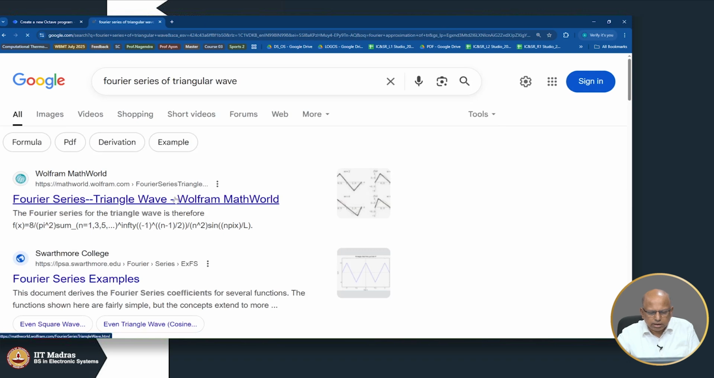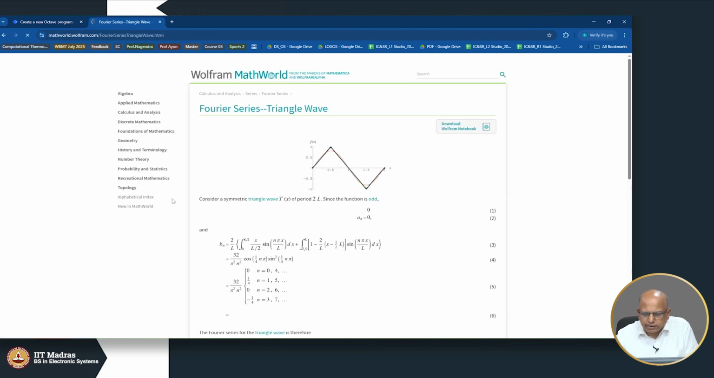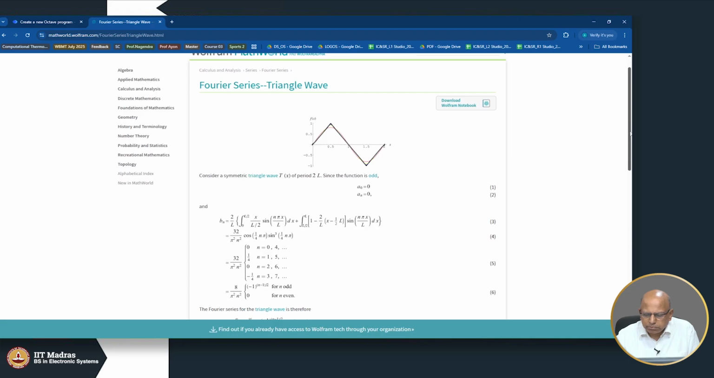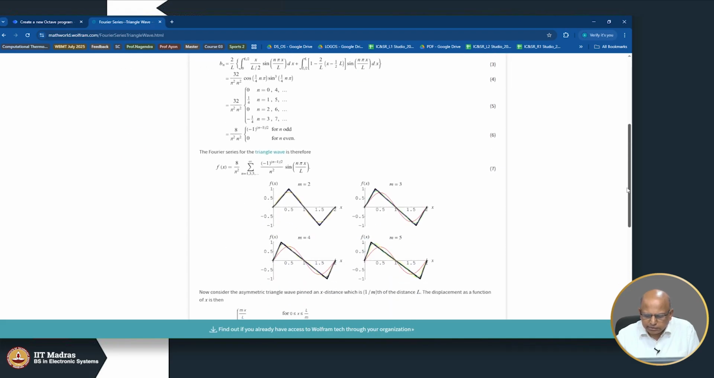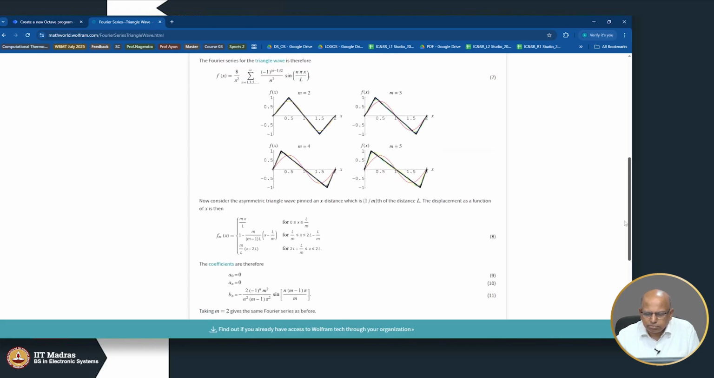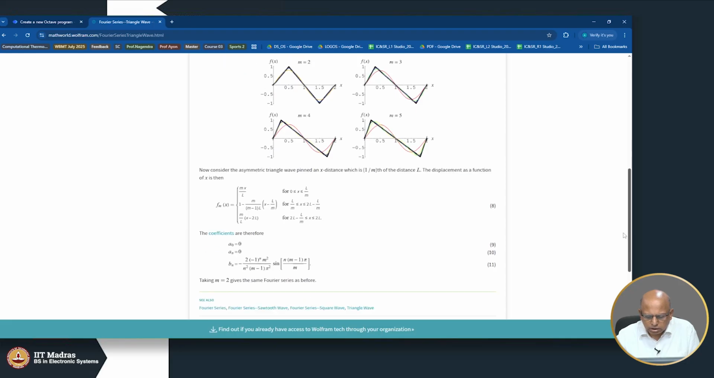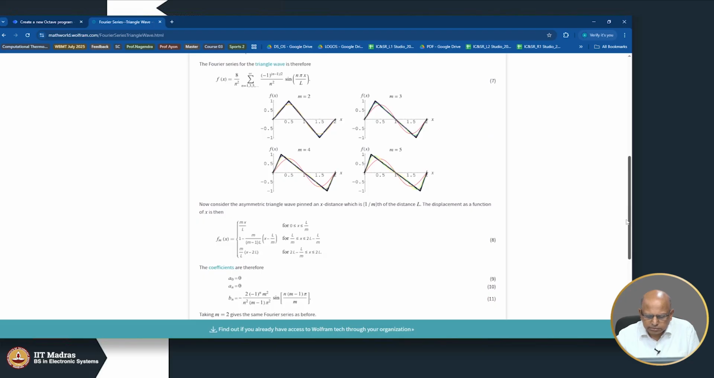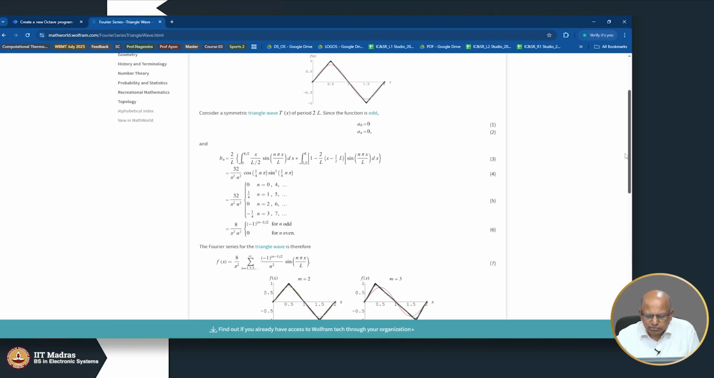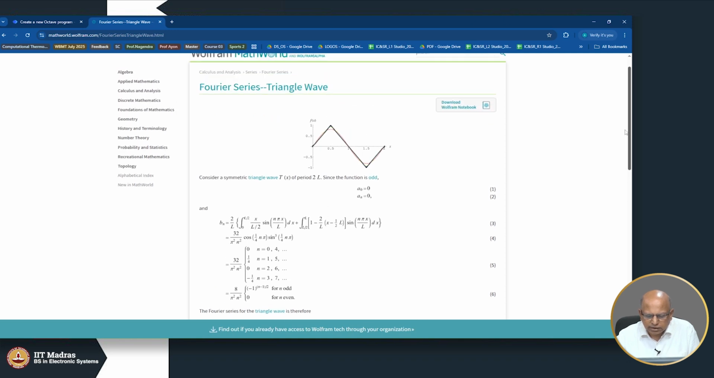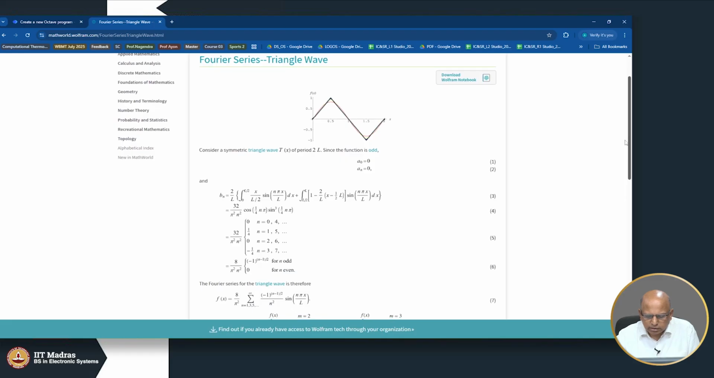Again, Wolfram has the answer, right. So, you can see that if this black waveform represents a triangular waveform, then the red one represents the main base waveform. It is a sinusoidal waveform. To that you can add several harmonics to get back the triangular waveform. So, this is the construction of the triangular waveform.